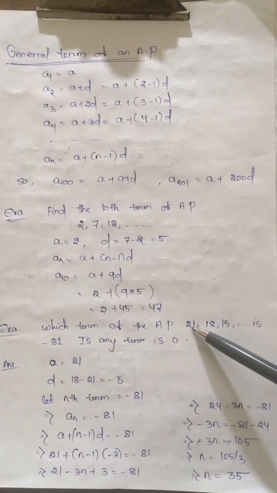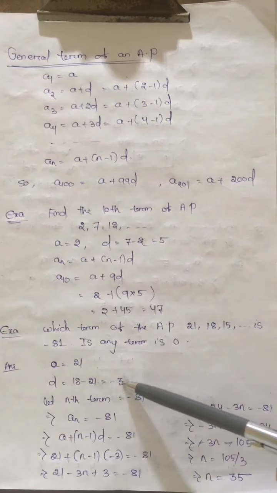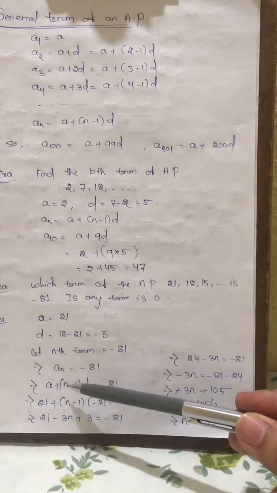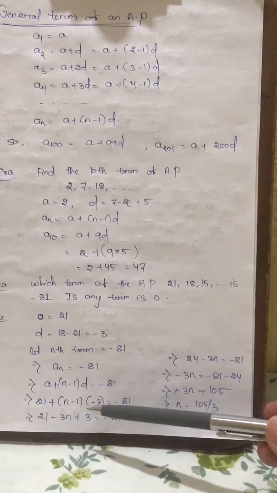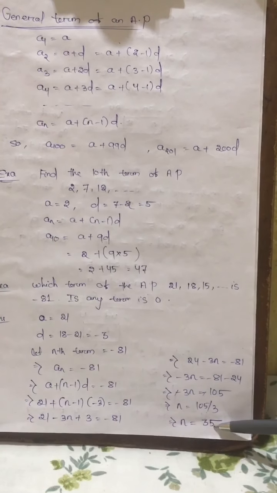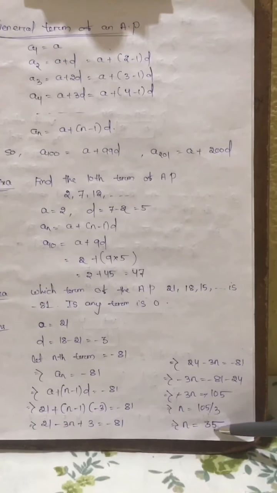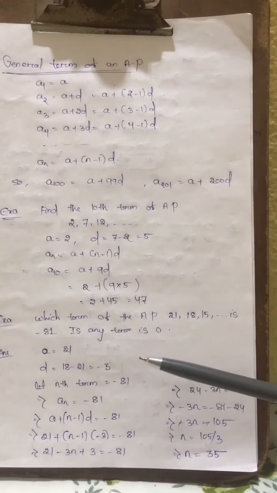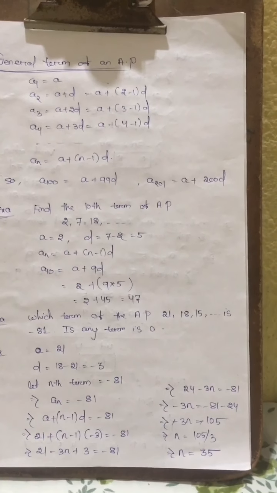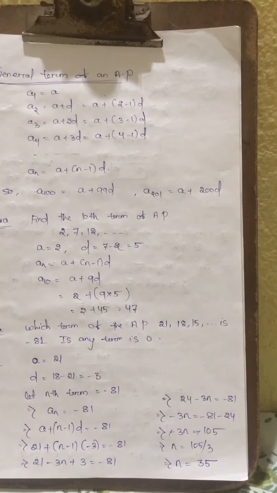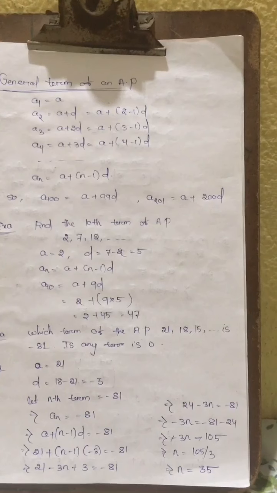So here a is 21, d will be 18 minus 21, that is equal to minus 3. Now I'm putting the values. So a is 21, n minus 1, the value of n we don't know, so we have to find the value of n. So 21 plus (n minus 1) into minus 3 is equal to minus 81. Now after solving it I got n is 35. So the 35th term of the AP will be equal to minus 81. So remember, whenever the question asks which term of the AP is equal to some given value, suppose minus 81 or 0 or 100, take that term as an.